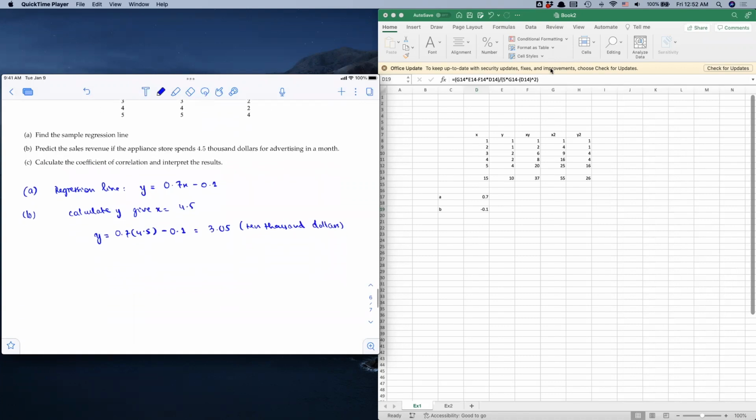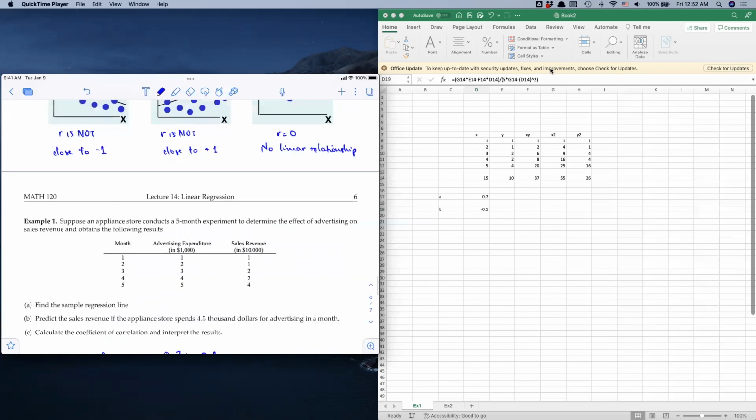Okay. Now, the next calculation we need to do is the coefficient of correlation. Again, here the coefficient of correlation is a measurement of the strength of the relationship between the independent variable and the dependent variable. So here, part c, we calculate R, the value of R.